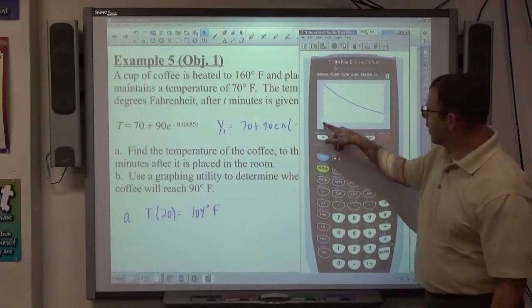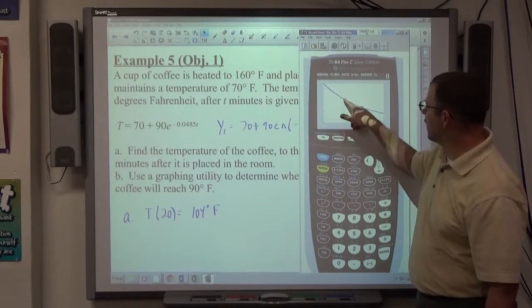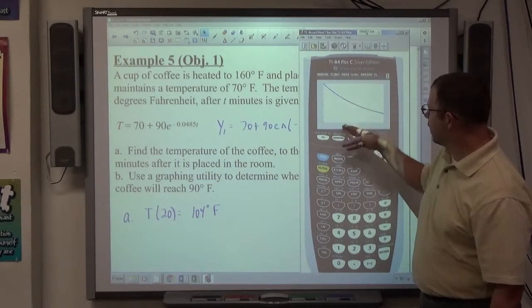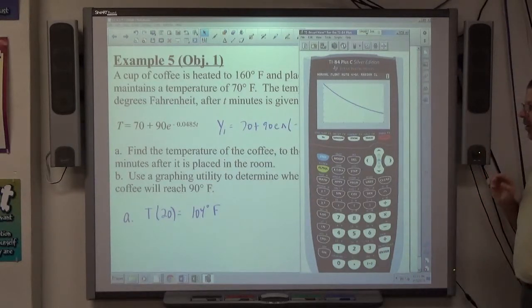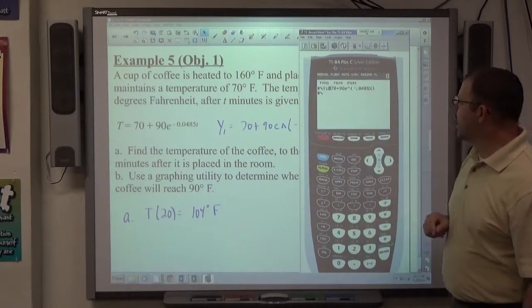Again, the 70 was right here, right? 75, 80, 85, 90. 90 is right in here somewhere. And I can't really tell, maybe it's around 30 or so, I don't know. To get the exact number, it's not very hard to do that. Go back over here to y. What does y1 equal?